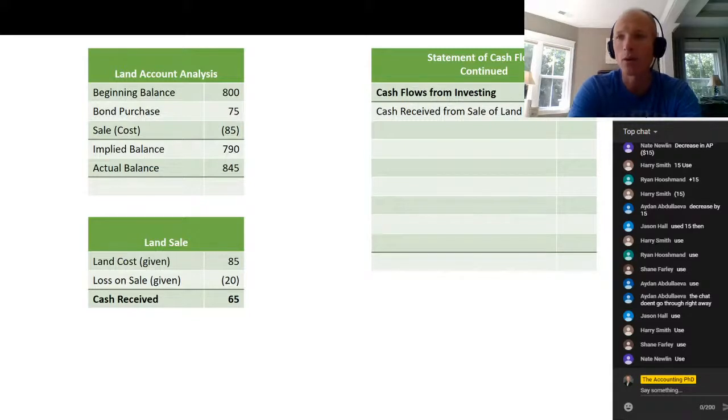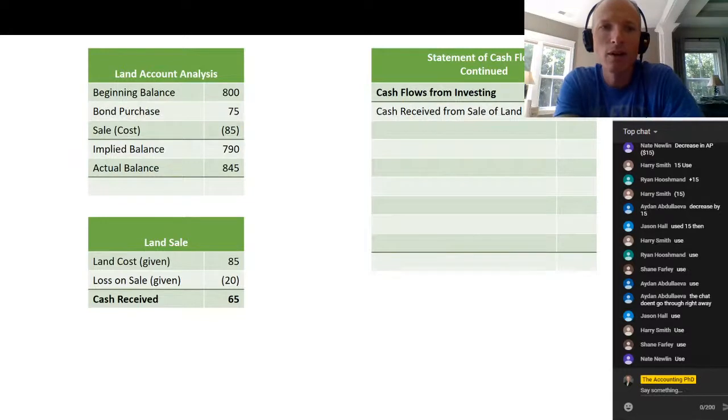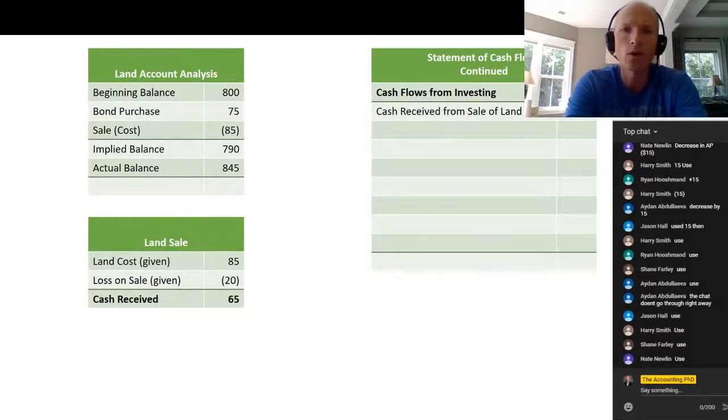So in the chat or on your own out loud or quietly to yourself, whatever you feel comfortable doing, what does that imply? What does that tell us? What if the implied balance is $790 but the actual balance is $845? What can we conclude from that? What must have happened? Any ideas?